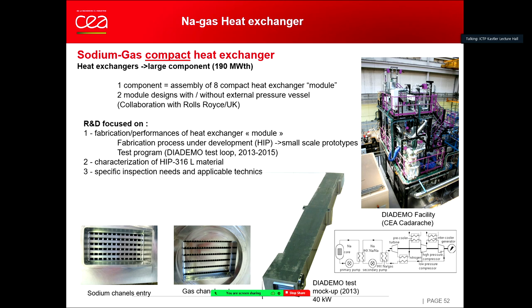It will be a modular concept. In case of failure, we replace one module. We don't intend to detect where the default is. It's too expensive. It's more efficient to foresee a modular system and change the module in case of fracture or something like that. For some aspects, we work with Rolls-Royce.